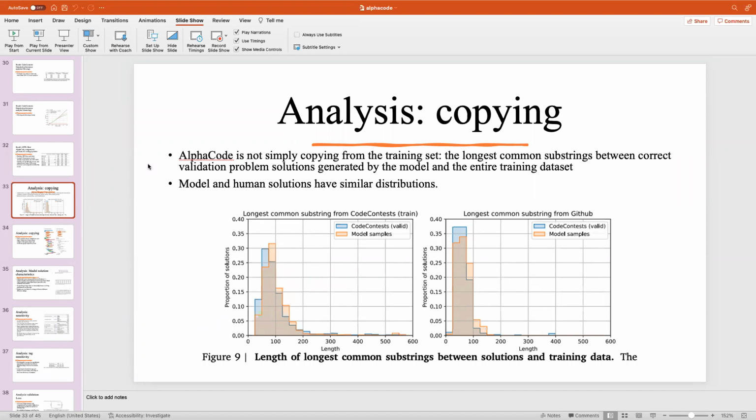They validate their statement by computing the longest common substrings between correct validation problems and also the generated solutions. So we see the model generated solutions have a similar distribution to human solutions. So they claim AlphaCode is not just copying from its training data.